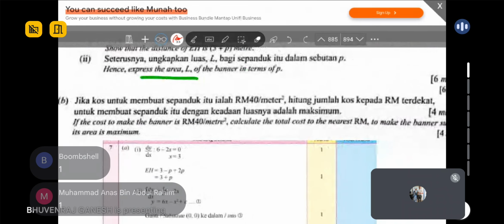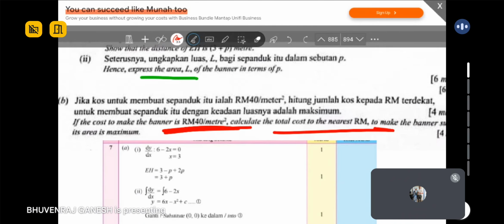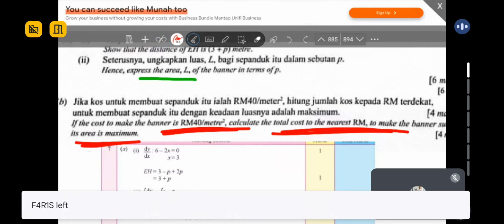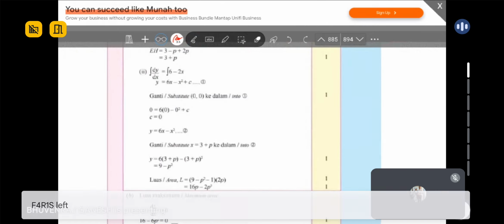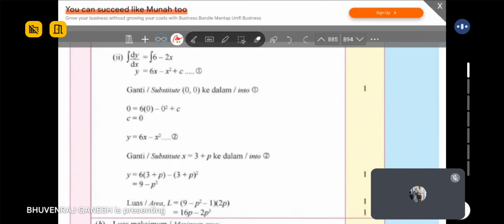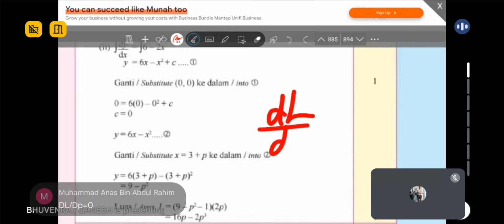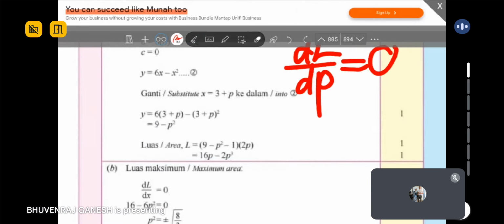Okay, next one. They tell you the cost to make the banner is RM40 per meter square. So they want you to count the total cost when the area is maximum. What is the meaning when your area is maximum? Very simple concept. What equation will you get? You will get dL over dP equal to 0. Correct. Very good. This is the concept. It means you just differentiate your answer.